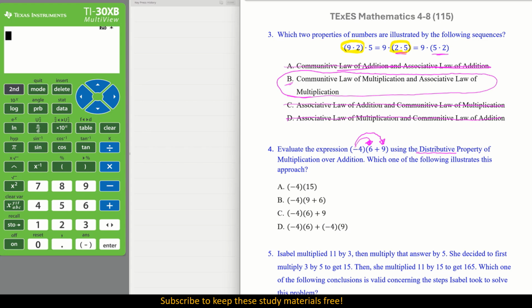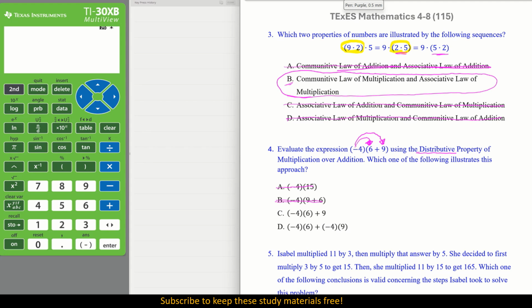Okay, well, A does not. They added the 2. Well, okay, maybe it'll give us the correct value in the end, but it's not the correct approach. Let's look at the next one. Well, they just switched the position of the 9 and the 6. That's commutative addition over addition. So no, that's a commutative property of addition. So B won't work. Let's look at C.